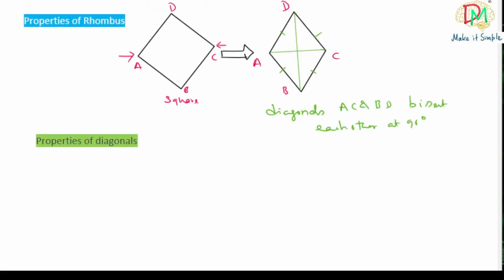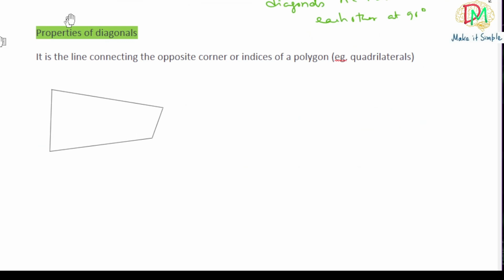Now we learn the properties of the diagonals. So first, what is a diagonal? It is the line connecting the opposite corners or vertices of a polygon or quadrilateral. Let's take one example. ABCD is a quadrilateral, and if we connect the opposite corners, that is AC and DB are the diagonals.